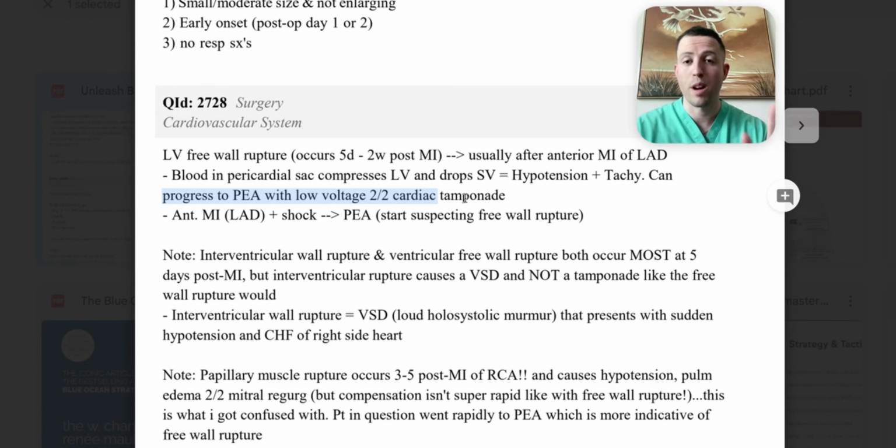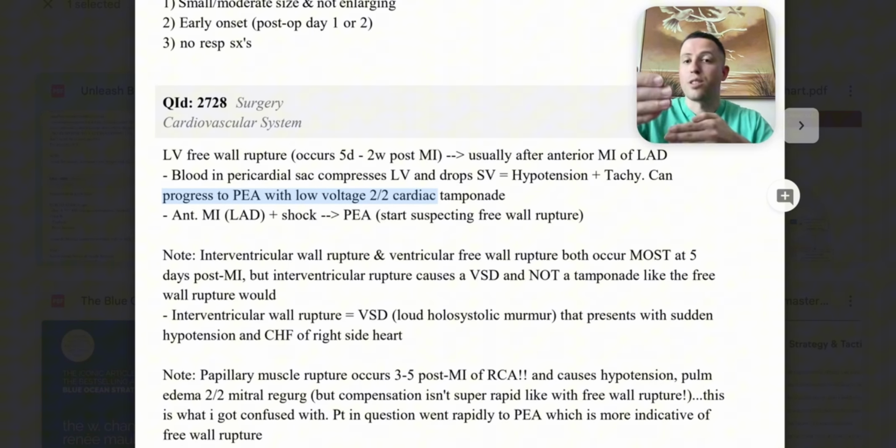If you see a free wall rupture, just imagine the whole front of the heart basically ripping out and all that blood going into that pericardial sac, and you'll get cardiac tamponade. If you see a PEA, remember the mnemonic: push epi always, PEA. That's your next best step. You want to start your ACLS protocol, push epi, and then start chest compressions.